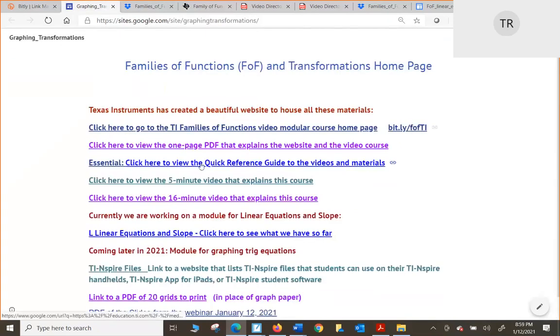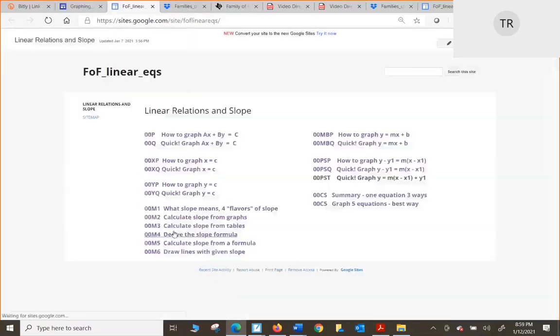Here's a quick reference guide. I created a 5-minute video about this, so if you want to see a 5-minute summary of what I did, or a 16-minute video if you have more time. This is how you get the linear equations and slope materials right now. All of those are live links except this one. I still need to do this one, right here. But all these are live links. You are the only people in the world who have access to these right now. And if you have comments about them, I'd love to hear them, okay, especially if you use them with your students.